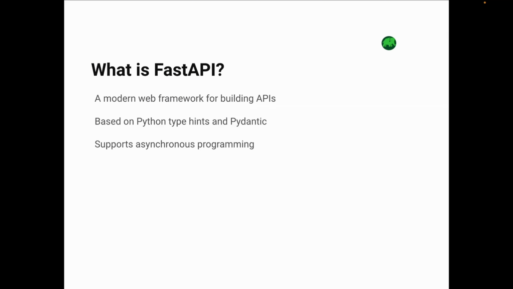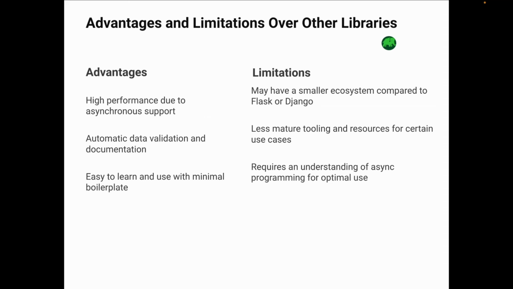FastAPI is a modern, fast web framework designed for building APIs. It is based on Python type hints and integrates with Pydantic for data validation. One of its major strengths is its support for asynchronous programming, which makes it super efficient for handling multiple requests concurrently. Now, what are the advantages and limitations over other libraries?